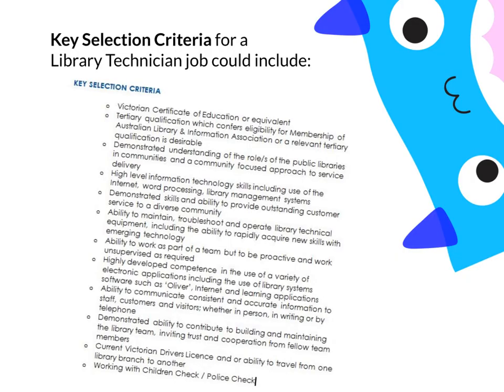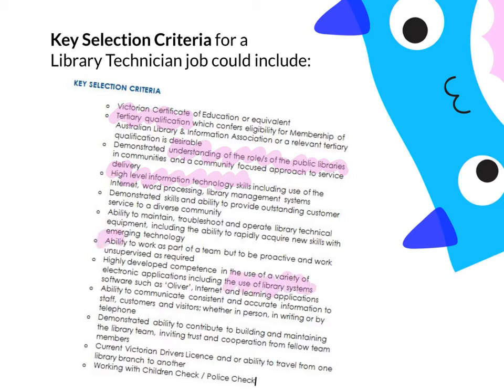Now, I've included a list of key selection criteria in my emails to everybody coming to the session, but they're going to include different things for different roles. Some of the types of things that you might see on KSCs are things like, do you have a tertiary qualification? Do you have an understanding of the role of public libraries in the community? Do you have a high level of technology skills, especially things like using library systems?